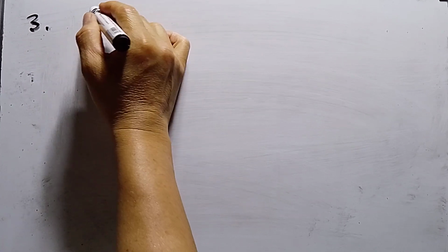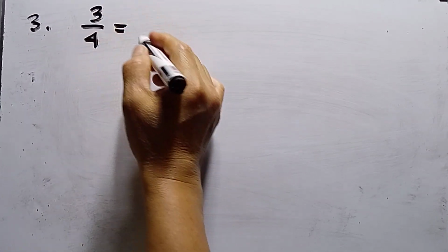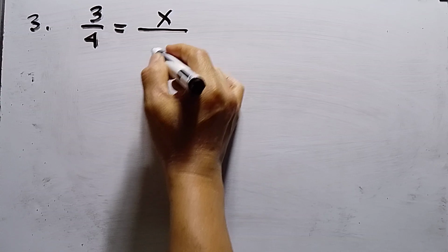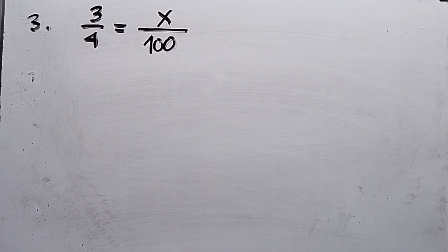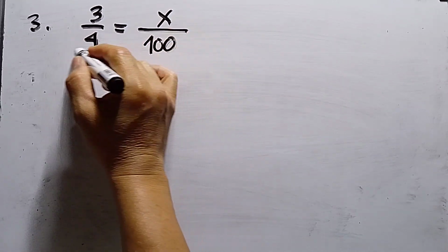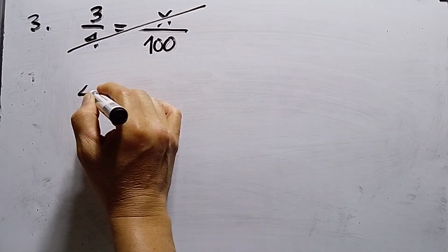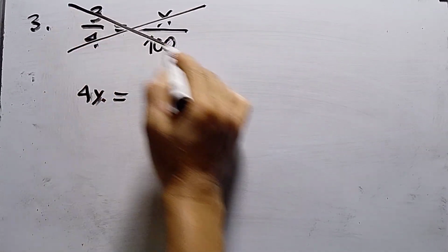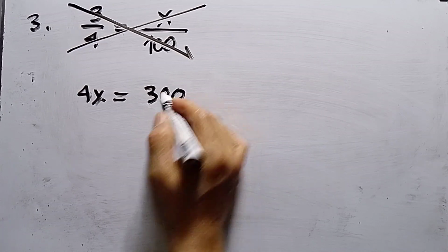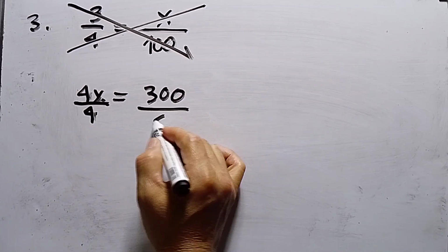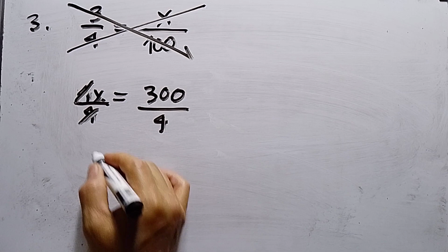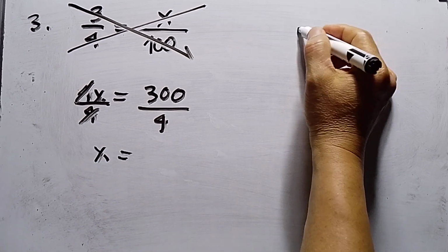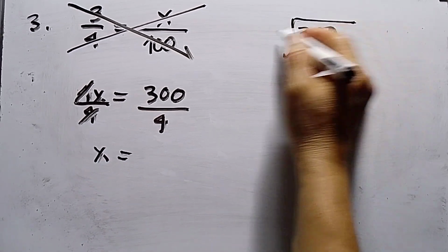Now, let's proceed to number 3. 3 over 4 is equal to x over 100. Okay, cross multiplication. This will be 4x, then this will be 300. Divide 4 on both sides. So x equals, okay, 300 divided by 4.